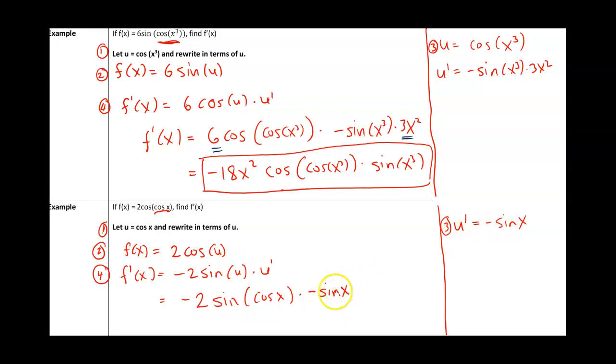U prime is negative sine of x, and we can clean this up a little bit by moving the negative sign to the front, and then we have 2 sine of cos x times sine of x. That's it. We are done with this section.